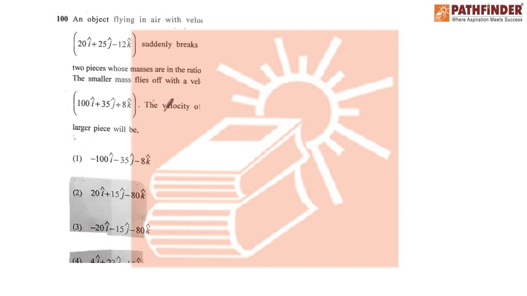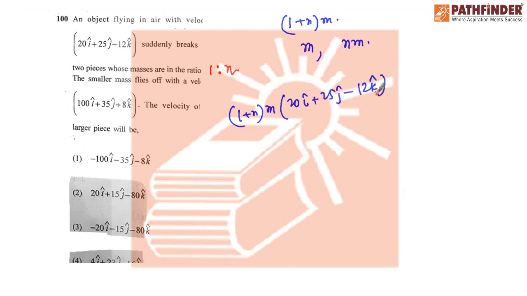So we are doing it in the algebraic way. How to solve this? The smaller mass flies with the velocity given, and we have to determine the velocity of the larger piece. Let's say the 2 pieces have masses in the ratio 1:n. If this is the case, we can solve it. Let's say the smaller piece has mass m and the larger piece of course has mass n times m, and the total unbroken piece had mass (1 plus n) times m. Now the total momentum remains constant, right? Initially the total momentum was (1 plus n)m times that velocity, which is 20i plus 25j minus 12k. That was the initial momentum, and momentum remains constant because in that very small moment of time there is no external impulse acting on it.